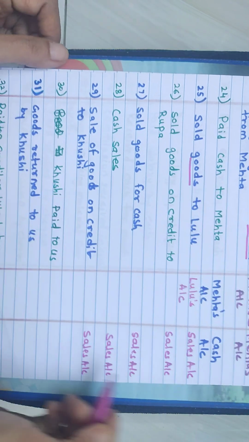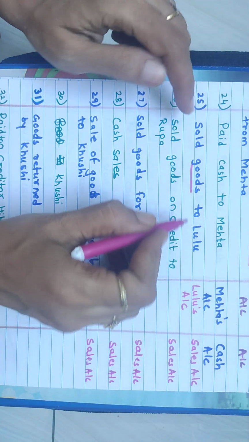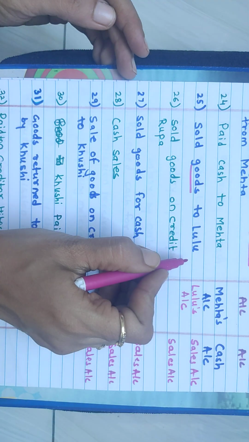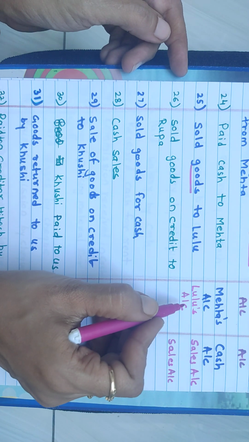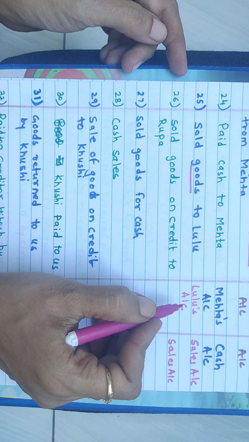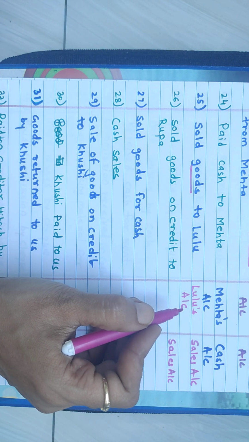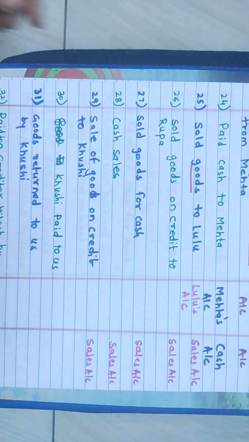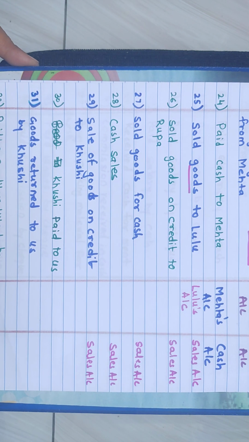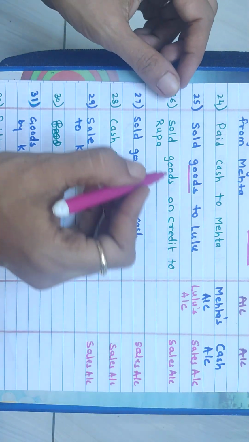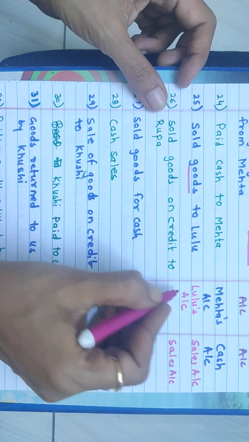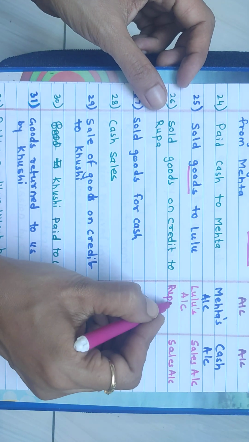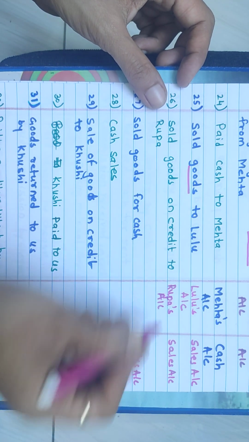See student, what will be the only difference? When we are selling on credit, give debit to that person's account. That customer is our debtor, right? He is the receiver of the goods and we will receive the money at some future date. Now sold goods on credit to Rupa. So here Rupa's account is debited and sales account is credited.